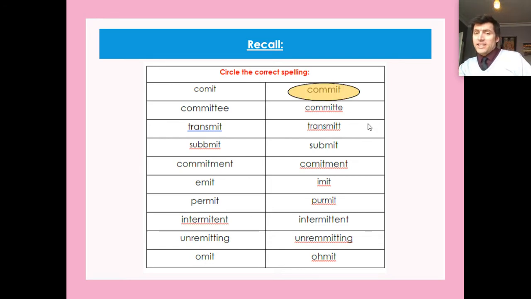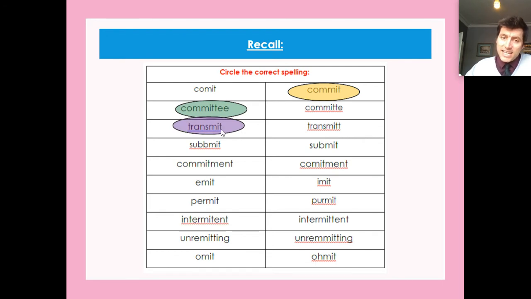So commit is correct there with the 2 M's. You see the second M there. Committee has the 2 E's at the end of it. Transmit has the single T at the end of it, not the 2 T's. Submit has the single T. You might have been able to spot some of these because the spell check didn't go off on the screen. So if you've spotted that, well done. Commitment has 2 M's within it.